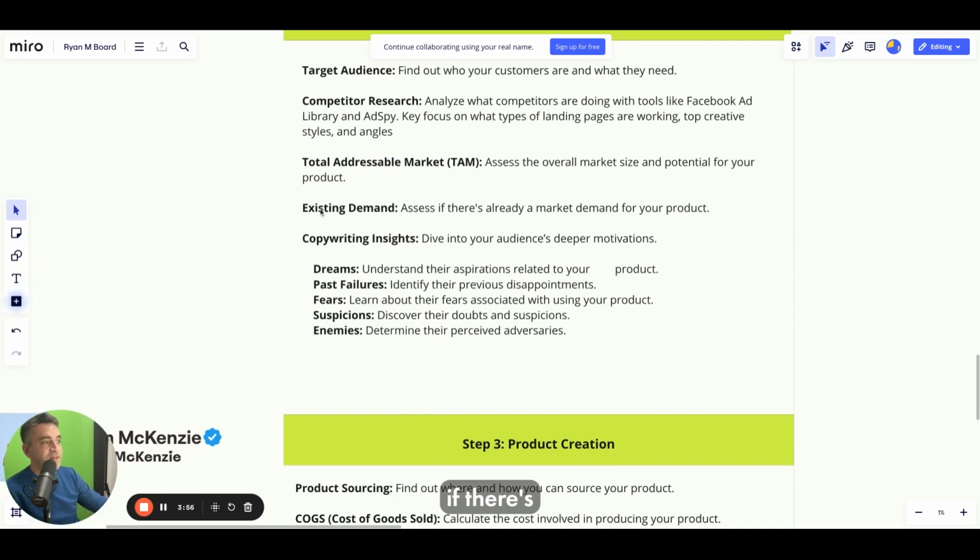But we want to evaluate if there's existing demand. So we want to see how many people are currently searching for this product. Are the Google Trends saying that this is like moving up, or is it tapering down? This is important because we need to know whether or not we need to build the demand or capture it.